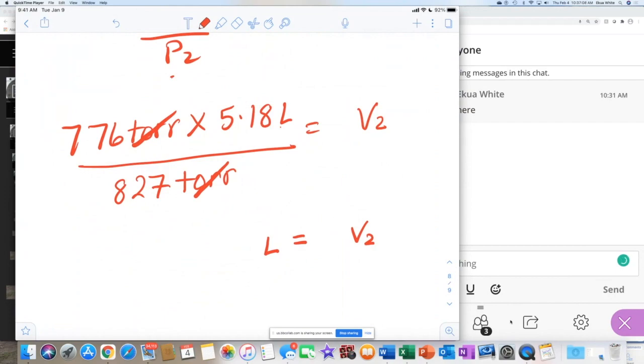So 776 times 5.18 divided by 827. 4.86. Yeah, that's good. Does anybody else get that? Get the right equation of the 4 that we had and then plug it in there and then solve for the unknown. So make sure you have the right equation, right?